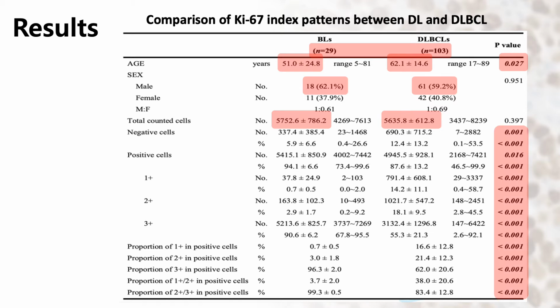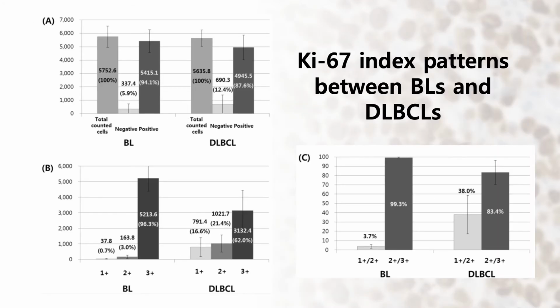There were significant differences in proportions of Ki-67 positive cells between DLBCL and Burkitt lymphoma. As you can see in figure A, the number and the proportion of negative cells, which comprise of passenger and true negative cells, were significantly lower in Burkitt lymphoma than those in DLBCLs. Among positive cells in figure B, the number and proportion of 1 positive and 2 positive cells were significantly lower in Burkitt lymphoma than those in DLBCLs.